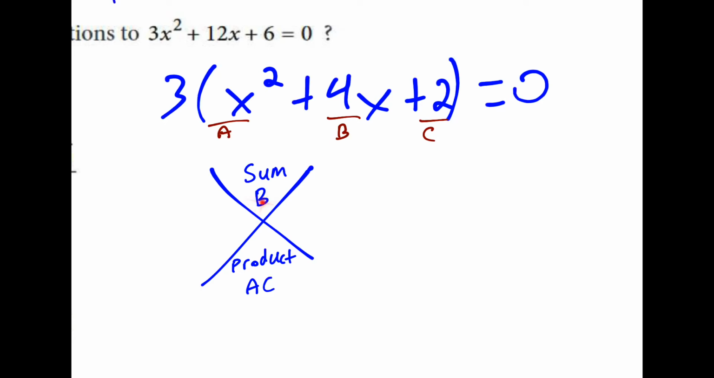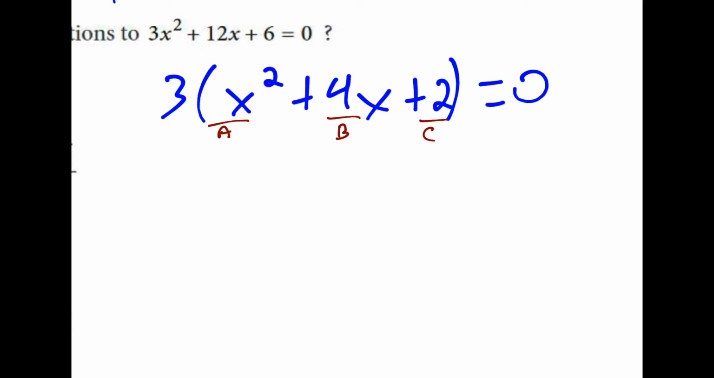So if you take the sum of b, which is just this 4 here, and a product of a times c, which turns out to be 2, it's a math riddle where you're looking for two numbers that if you add them together you get 4, and if you multiply them together you get 2. And no such numbers really exist. 4 times 1, 2 times 2, it doesn't really work. None of those are going to give you 2 and 4. Even if you went -2 and -1, it's not going to sum to 4, so factoring doesn't work.